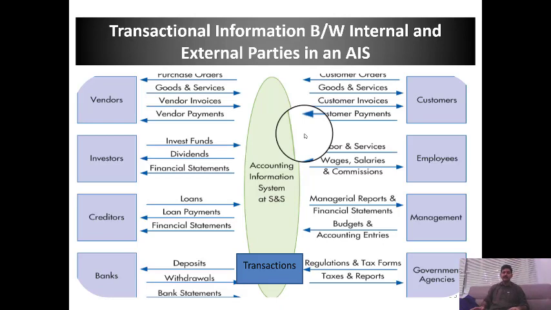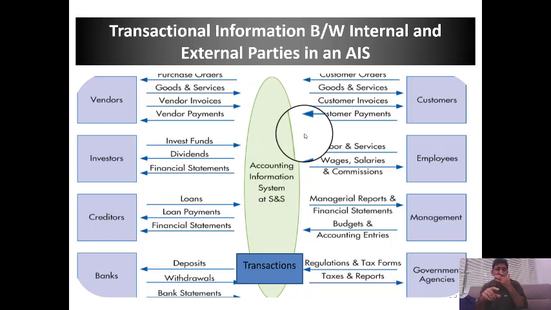So let's move to the diagram. This is a diagrammatic presentation showing the flow of information between external parties and internal parties in an accounting information system. First of all, the vendor: what kind of transaction, and how does the flow of transactions move from one point to another? First, we place a purchase order. What does a purchase order mean? That is basically the flow of information from the accounting information system to the vendor.